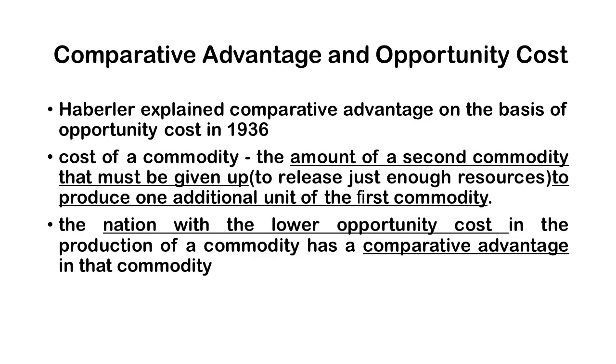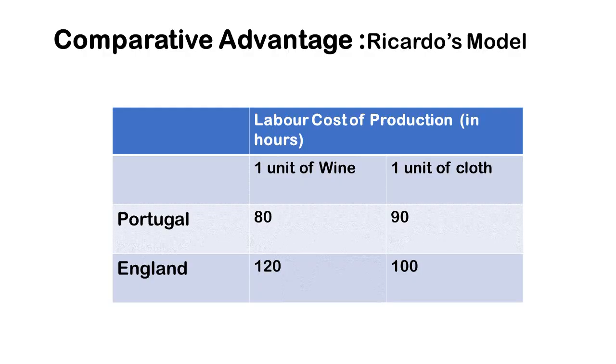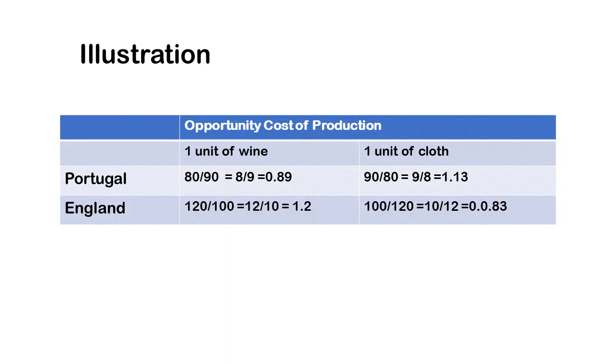So let us use the previous example to illustrate opportunity cost of production. In our previous example, Portugal required 80 units of labor to produce 1 unit of wine, while it required 90 units of labor to produce 1 unit of cloth. So, when Portugal produces 1 unit of wine, the opportunity cost of production is actually 0.89 units of cloth. When it spends 80 units of labor for producing 1 unit of wine, it is foregoing the production of 0.89 units of cloth.